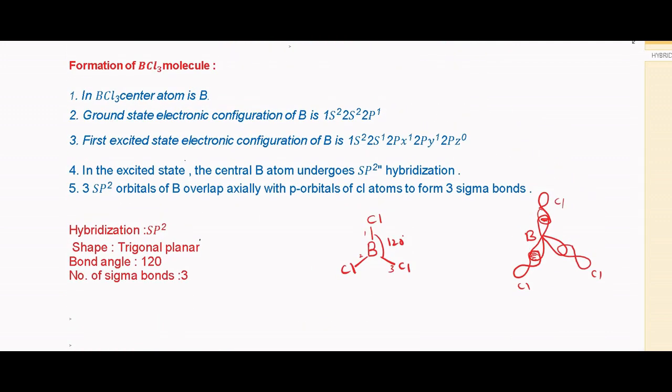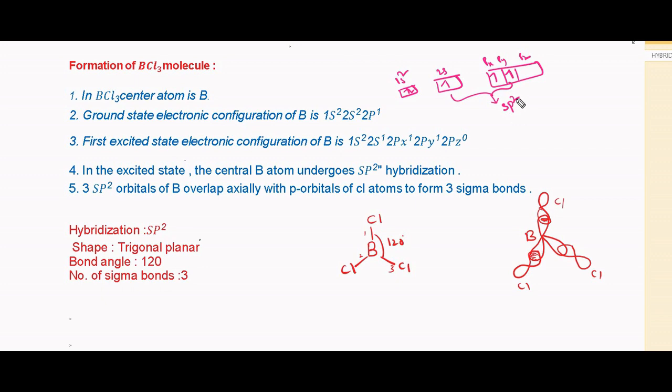The ground state electron configuration of boron is 1s2, 2s2, 2p1. In the first excited state, what happened? This is the 1s2, this is the 2s, and this is the 2p. One electron of the s orbital moves to the px orbital, so we have px, py, pz. This one s orbital and two p orbitals participate in hybridization and form sp2 hybridization. In the excited state, the central atom boron undergoes sp2 hybridization.